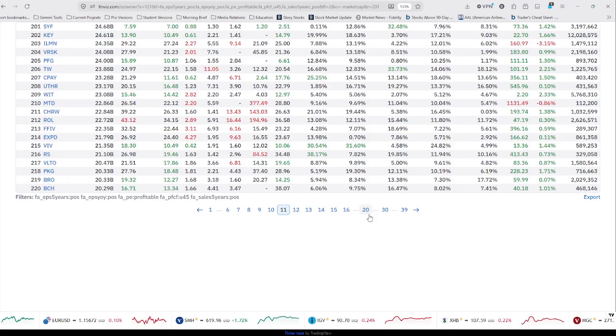So that means 16 through... No, hold on. Wait. I meant to say 11 through 30. We have 16 through 20, and then 21 through 25. So 16 through 25 is going to be smack in the middle of this group. Whatever you find smack in the middle of the group is always what they call growth at a reasonable price. I repeat, whatever you find in the middle of the group is always what they call growth at a reasonable price.